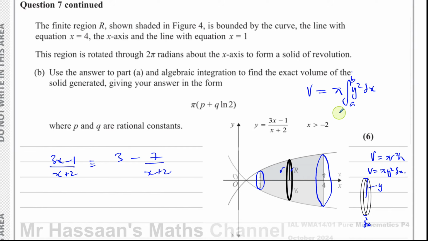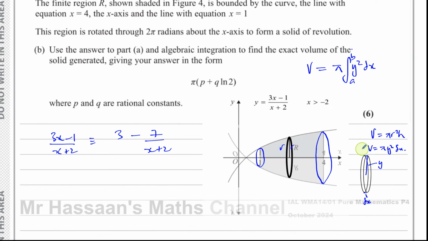And that's what the integral sign actually originally means. It means the sum of. So we're finding the sum of all of the cylinders from here to there, A to B, adding all those volumes of those cylinders together. And that's how we get the volume of the solid. So that's where the formula comes from.